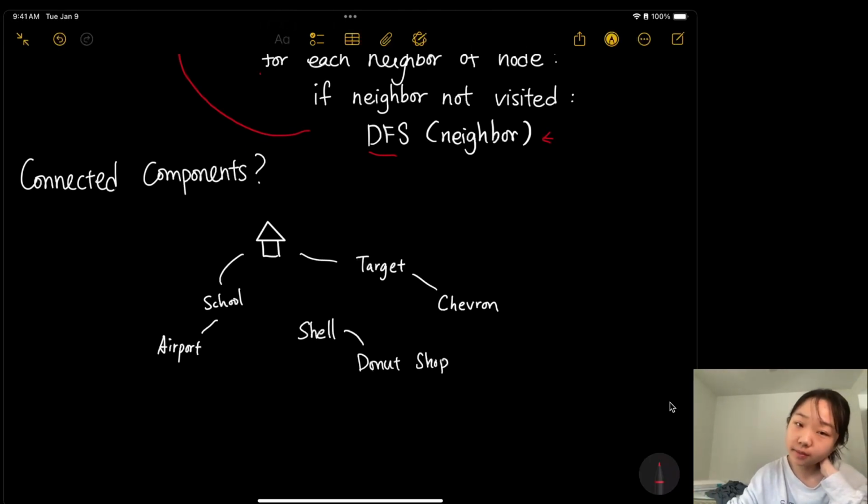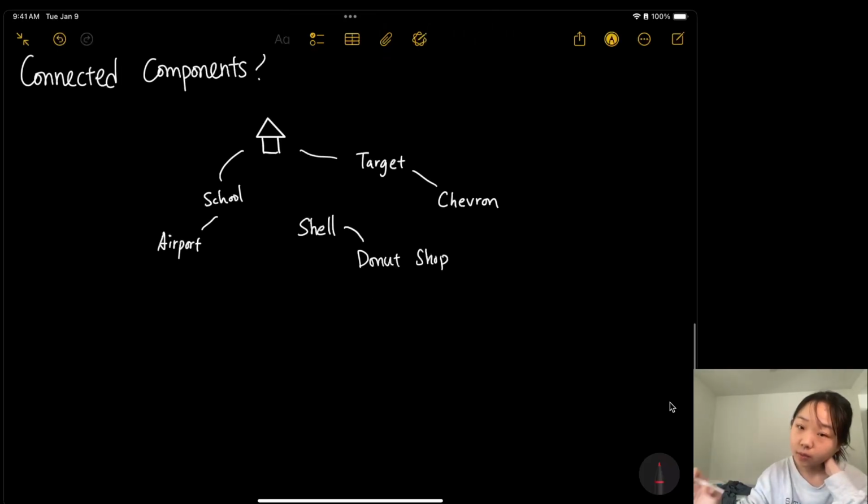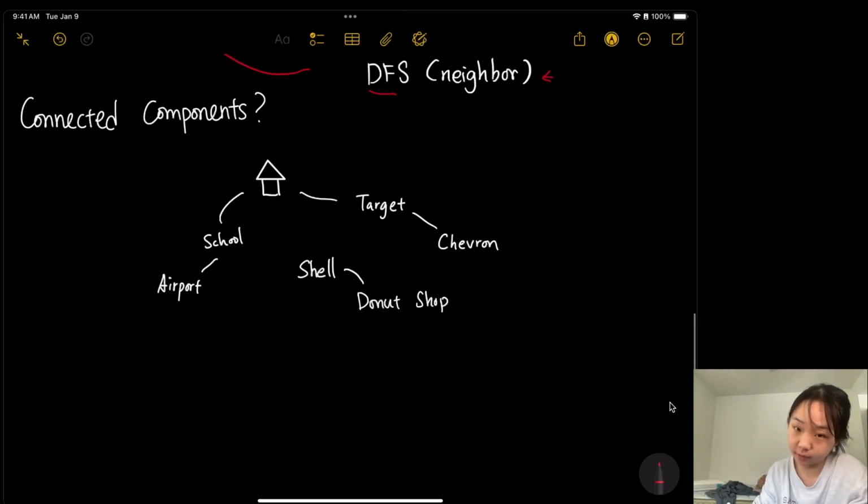So let's think about it like this. What can we do with DFS? We can find what parts of the graph are connected, and we call this a connected component. For example, here is your home, right? Let's say you live in Goleta, and from home you can go to school, and you can go to Target. And let's say from school you can go to the airport. And we've done the path of this side of the home, let's say, and we've explored its depth.